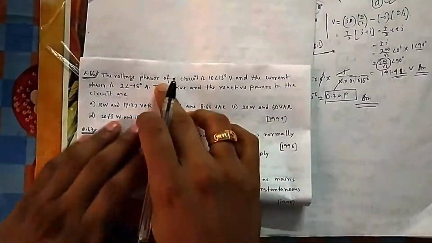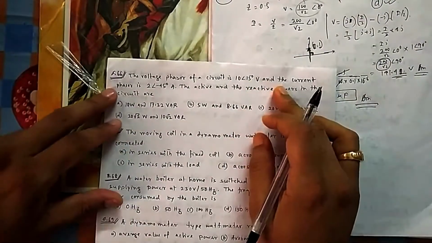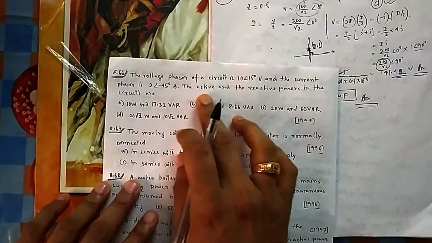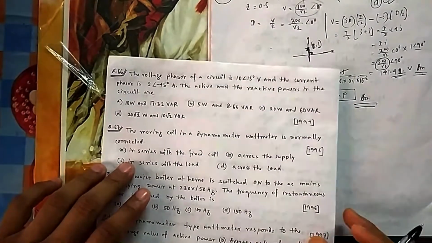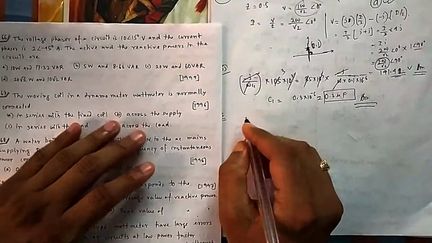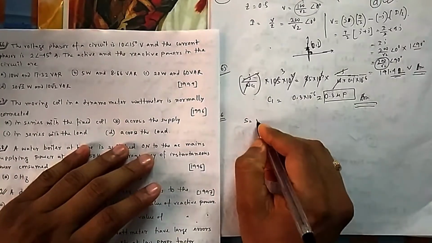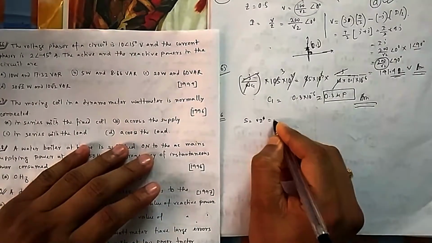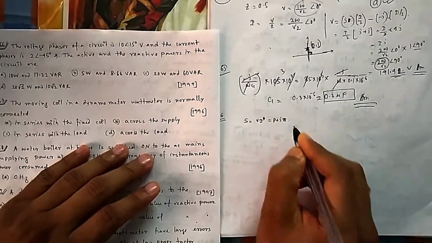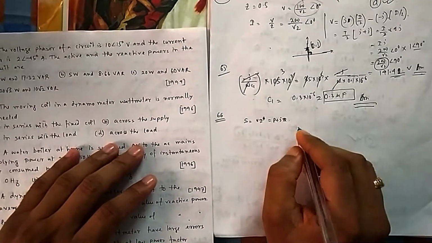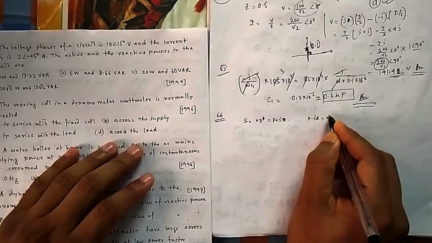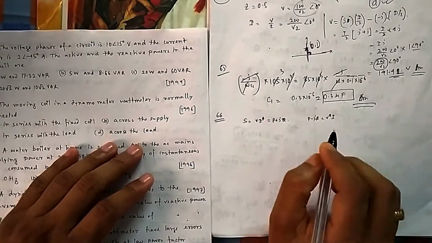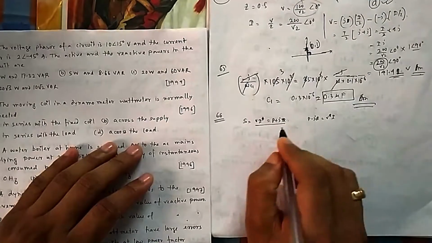So in 66, the voltage phasor is 110 angle 15 degree. The current phasor is 2 angle minus 45. What are the active and reactive powers in the circuit? In phasor notation, the standard notation for complex power is to always assume it as VI star, which we treat as P plus JQ. You can also consider it P minus JQ, in which case it will be V star I. So whatever way you feel comfortable. Generally we go this way.